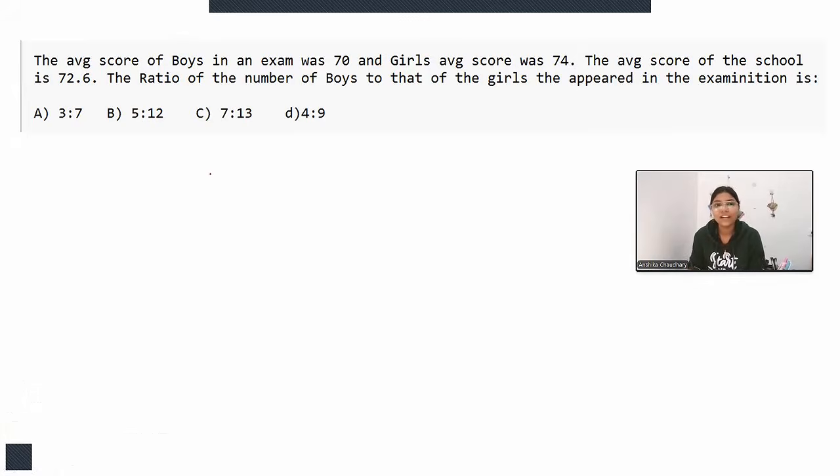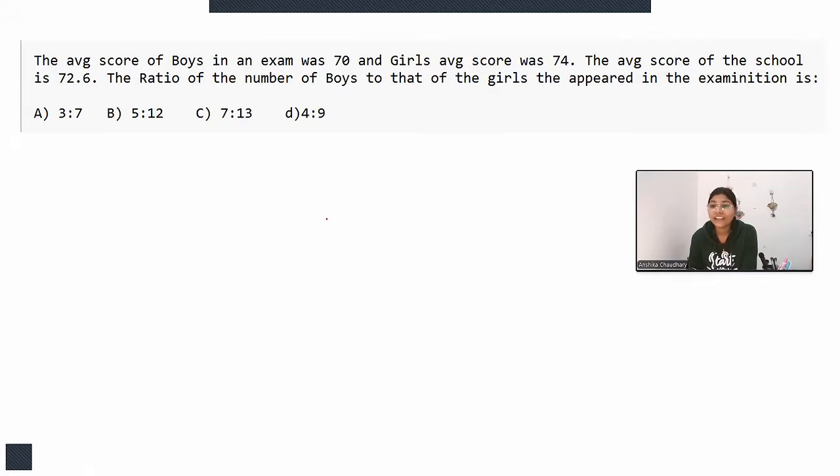Okay, again a very tricky question, but I will tell you the shortcut trick and it will be super easy for you. Here, the average score of boys in the exam was 70 and the girls' average score was 74. The average score of the school is 72.6. The ratio of the number of boys to girls that appeared in the examination is? The question looks like it is from ratio and proportion, and actually it is. But if we use the bookish method, it will take 4 to 5 minutes and the calculation will be tough also. But I will tell you another way.